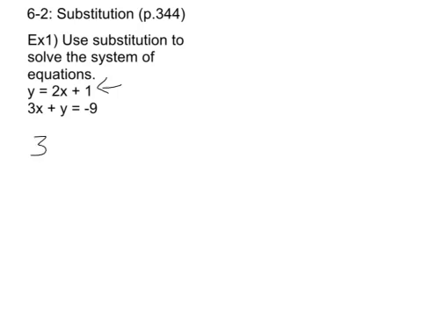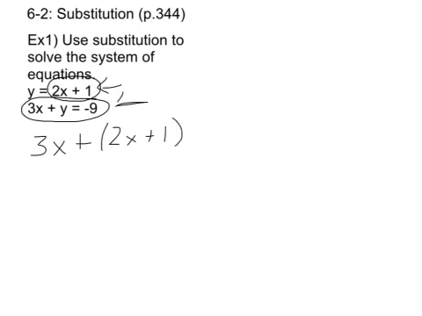The second equation, instead of 3x plus y, we're going to write 3x. So I'm working with the second equation right now. 3x plus, well, instead of y, I know y is equal to 2x plus 1. So I'm going to write 2x plus 1. And then I'm going to finish out the second equation, which is equals negative 9. So now I have substituted the value for y from my first equation into my second equation, and that makes it so that this equation now is only one variable, and I can solve for one variable.